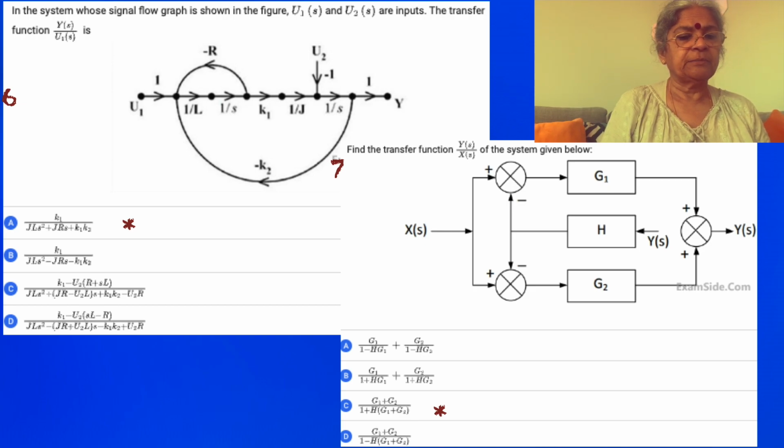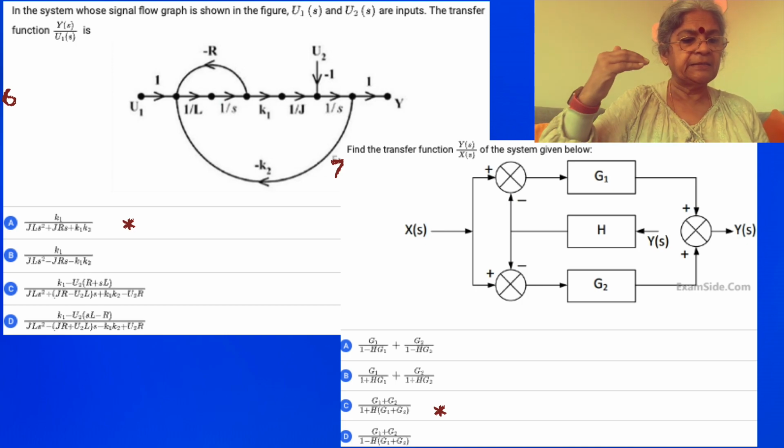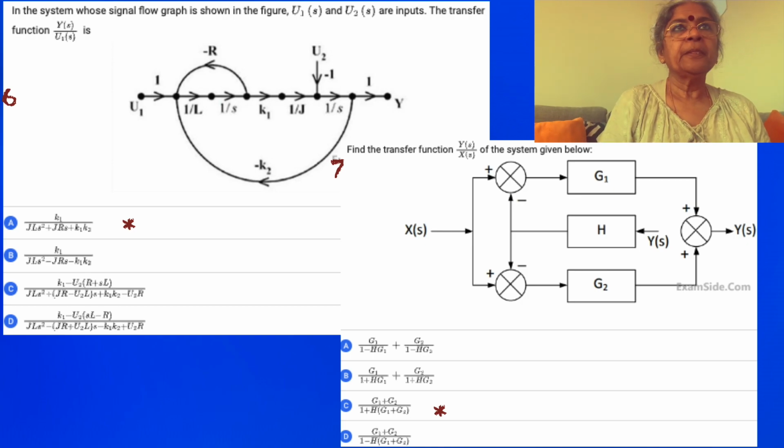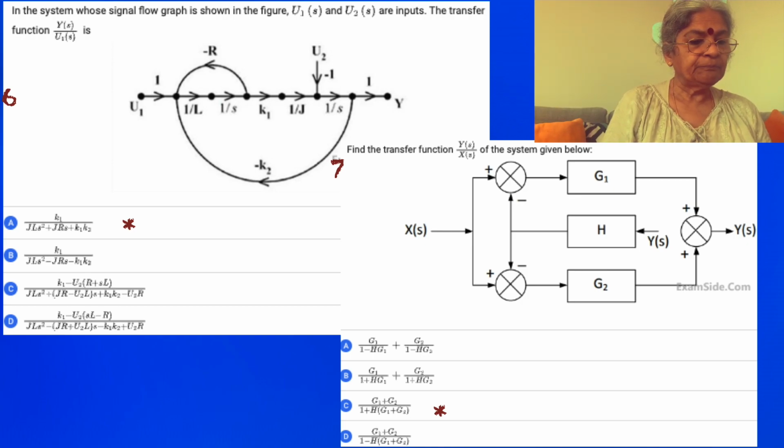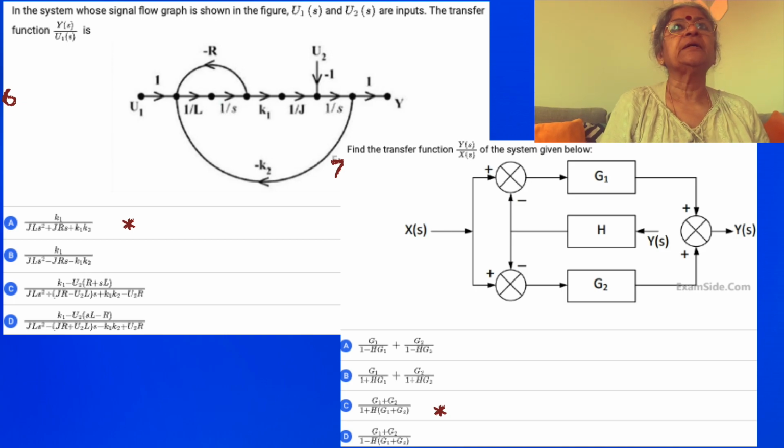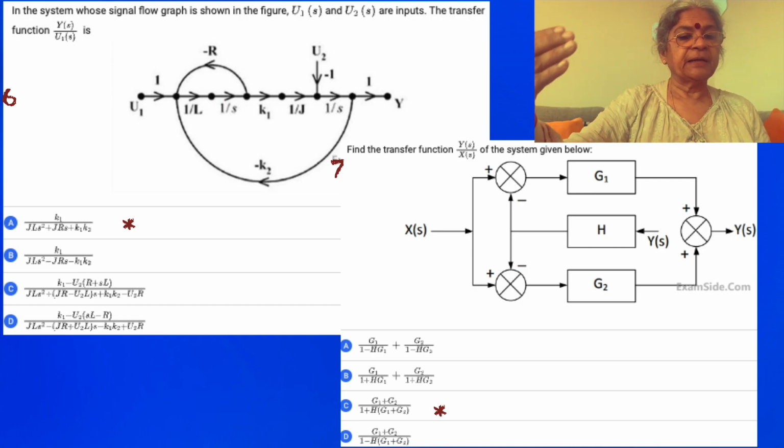Repeating the same concept, multiply every component in the feed forward path. So we have 1 by LJ into 1 by S square into K1. So only K1 comes, and LJ S square will be going to the denominator. From amongst A, B, C, D, we have JL S square as the first term, because 1 plus is going to come. So long as all the feedback loops are negative, we have ascertained that, because there is minus R and minus K2 in the feedback path. So instead of 1, you will have JL S square.